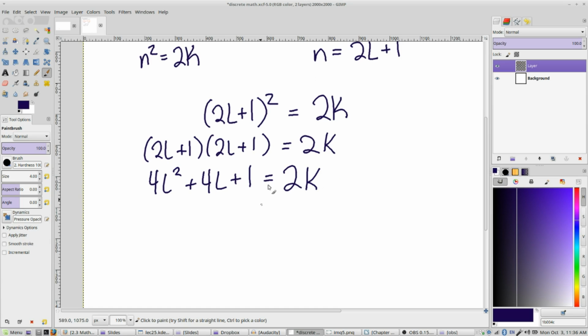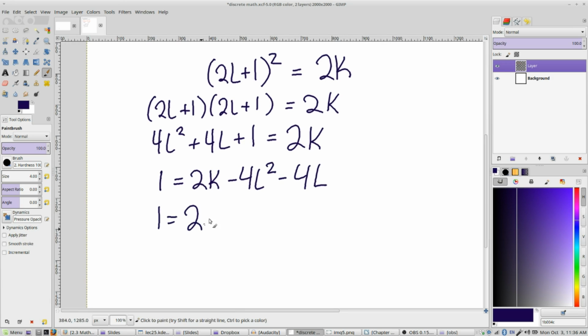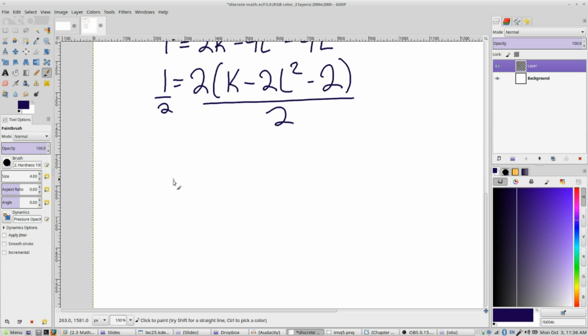And then really the best way to solve this one is to get all of the constants on one side and kind of just work with it from there so that we show that we don't have an integer afterwards. So let's say we have 1 is equal to 2k minus 4l squared minus 4l. And I'm going to factor out the common 2, so 1 equals 2 times k minus 2l squared minus 2l. And I'm going to divide both sides by 2. So then we have 1/2 is equal to k minus 2l squared minus 2l.